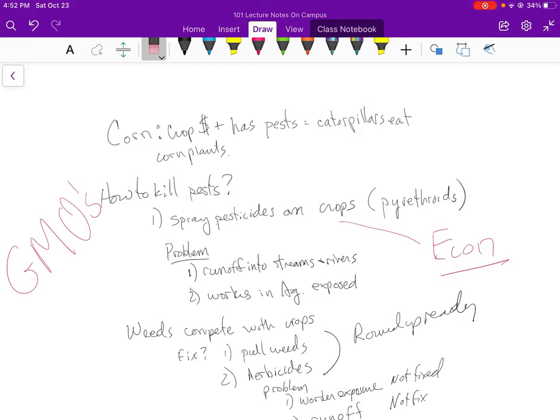Corn is a very valuable crop, makes lots of money. We eat lots of it, it feeds cows, corn feeds people. But there are pests like caterpillars that'll eat corn, everywhere from the corn roots up to the leaves and the corn kernels themselves. So how do you kill pests?